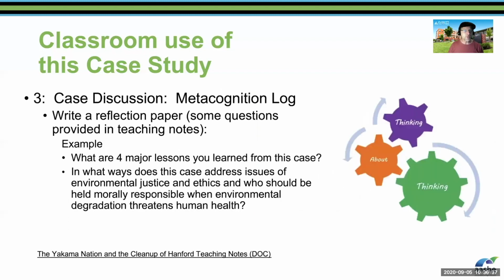There's the role-playing aspect of how to use these case studies. That works really well. Third way, I use metacognition logs. Metacognition is thinking about your thinking process. Lots of research shows that it really brings home studying methods. So I have them write some sort of reflection paper. This particular case study's teaching notes provide several questions that are really good for this: four major lessons you've learned. The whole idea is we're focusing on environmental justice, and I ask my students, why was this case a good example of an environmental justice issue?